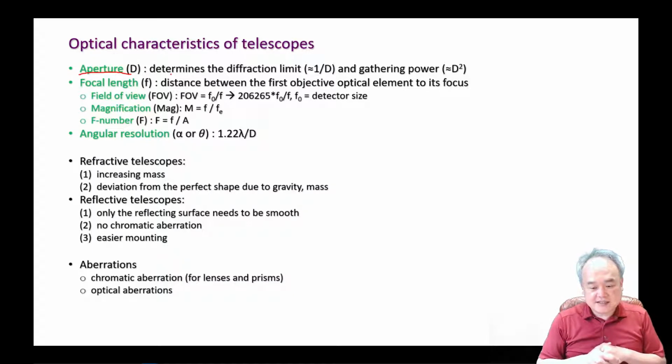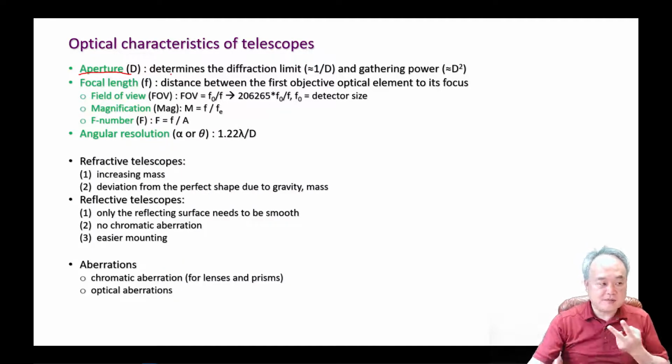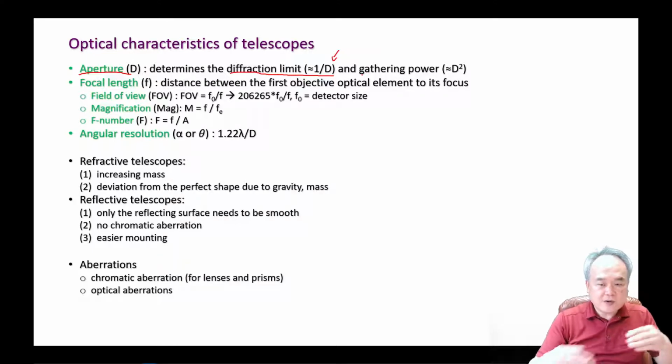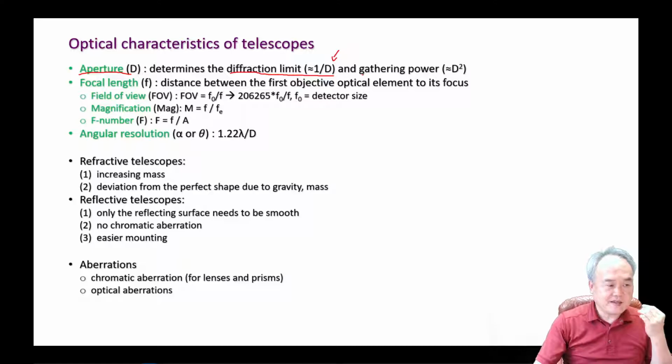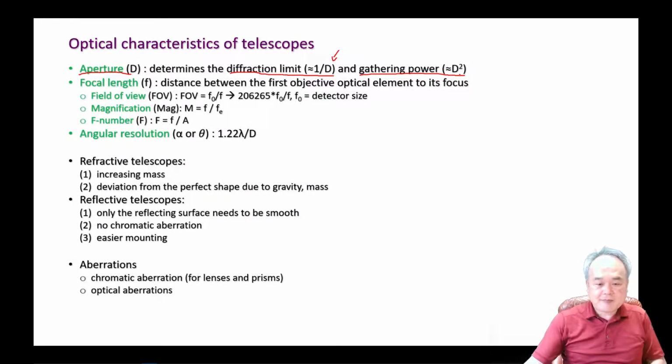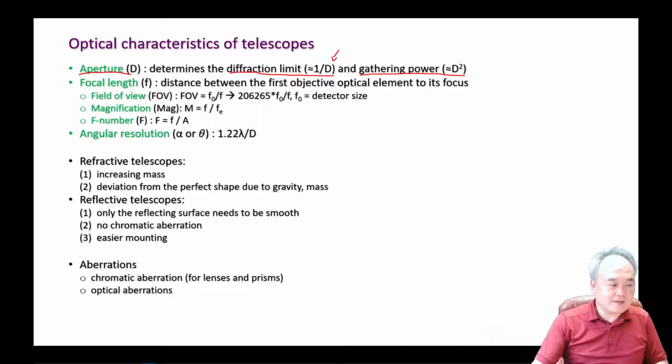aperture size determines two important parameters. One is setting the diffraction limit, which affects the image quality of the telescope, the theoretical maximum limit of the imaging capability for the given size of the telescope. Another one is light gathering power. Light gathering power is simply proportional to the area of the objective optical element.